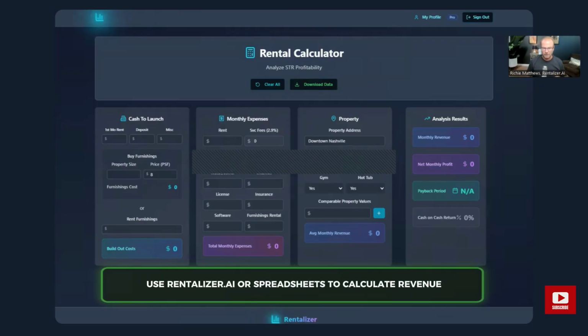It's called Rentalizer.ai. It's a calculator. You could do this on a spreadsheet. You don't need a big fancy calculator like this. And actually for 4 years, that's exactly what I did. I did it on my spreadsheet. I give those away in my group.